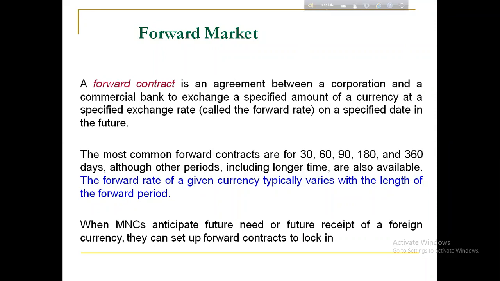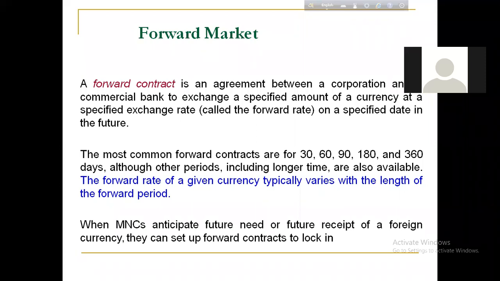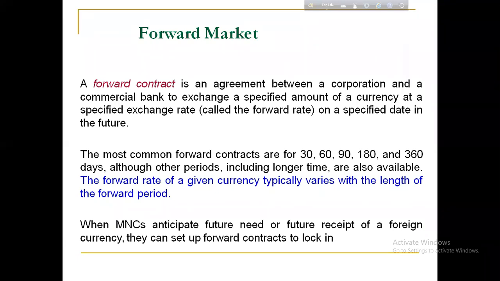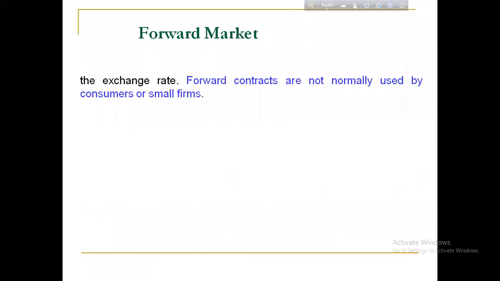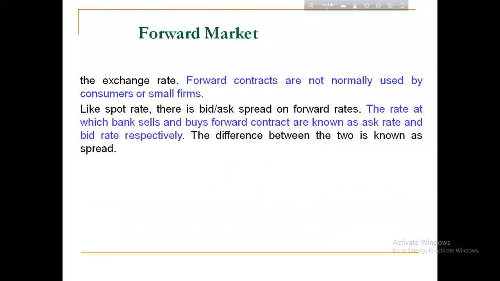When MNCs anticipate a future need or future receipt of a foreign currency, they can set up forward contracts to lock in the rate. That means in a forward contract, the exchange must happen at a locked rate. Forward contracts are not normally used by consumers or small firms.